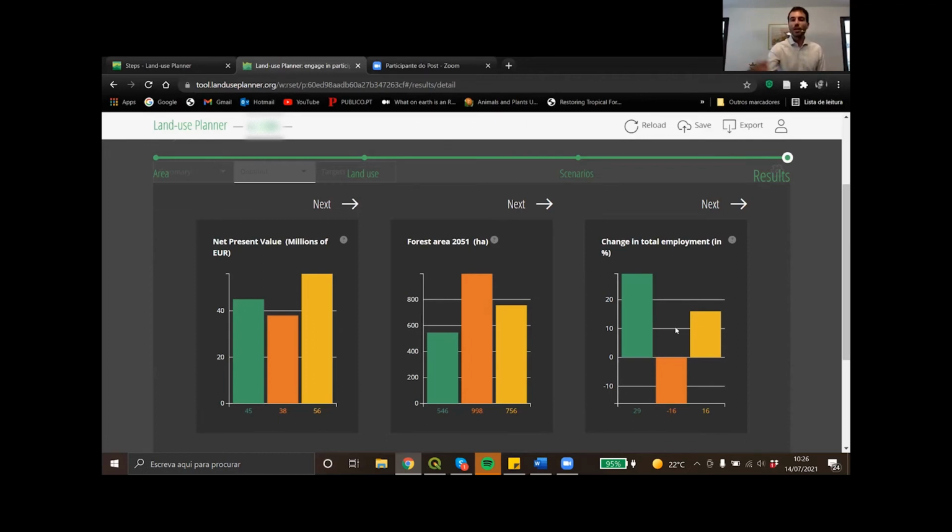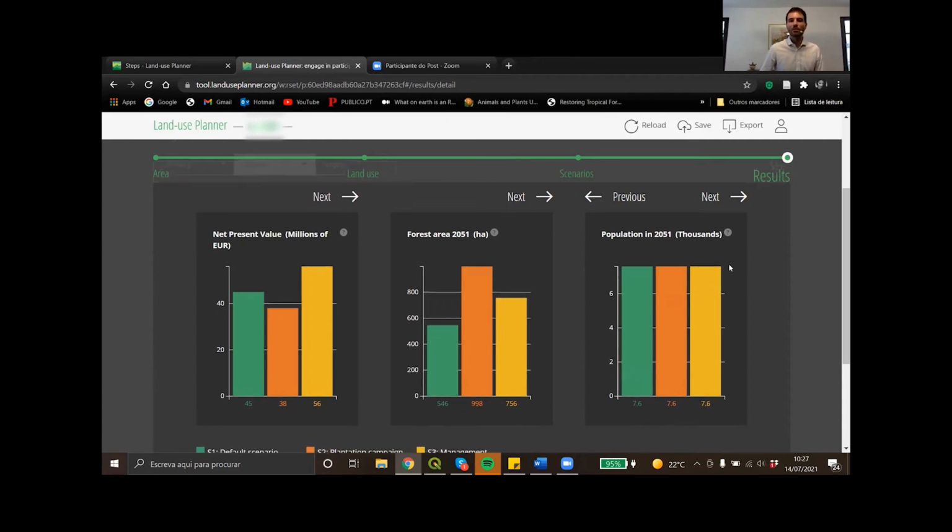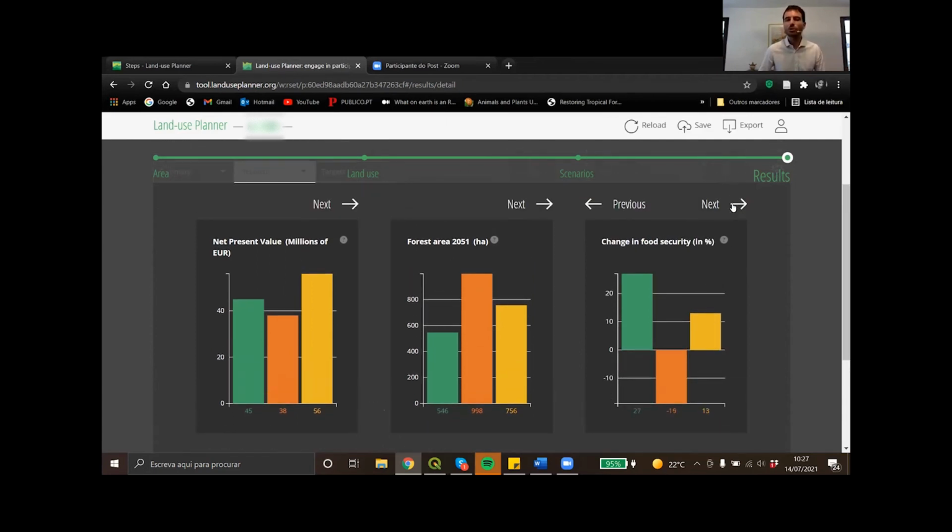You can also go next to those indicators and display different indicators. Some of them are not so interesting, like population in this case, because you don't have any change between your scenarios, but others may be more interesting.